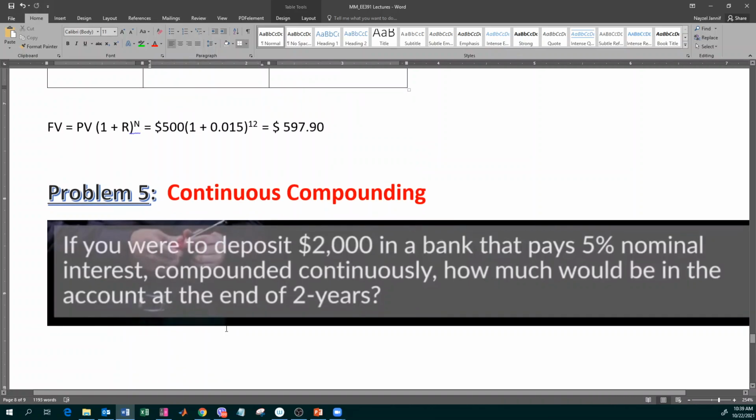Now, at this point in time, guys, I just want to introduce you to a particular topic, which is called effective interest rate.